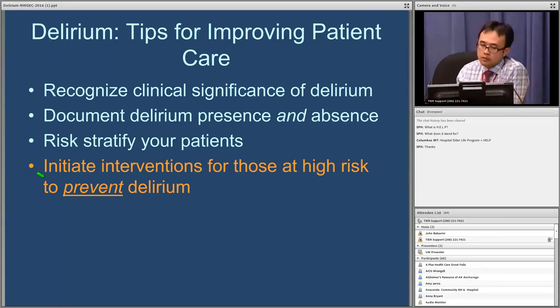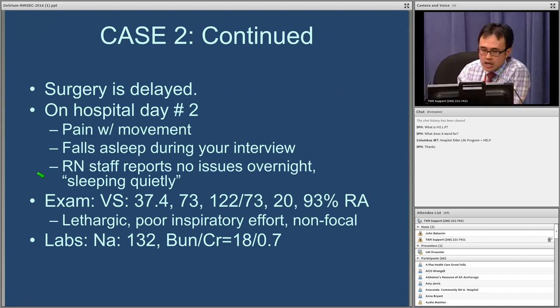So what I would advocate for is to initiate interventions for those at highest risk to prevent delirium. Prevention by far is much more effective than once it has already happened. So we're going to continue with our case two. And this is just a recall, because we took a long divergent road to talking about health.